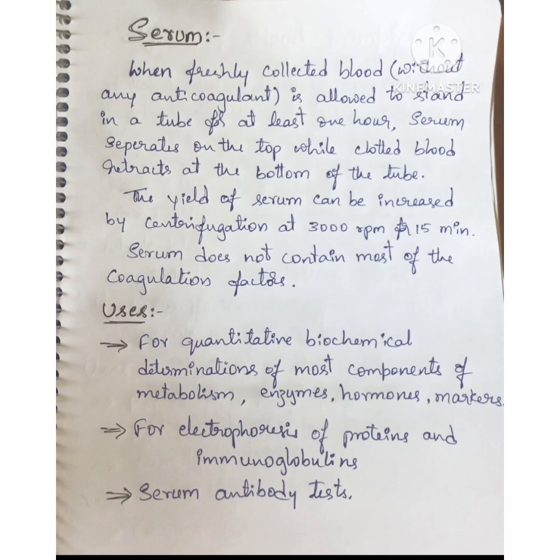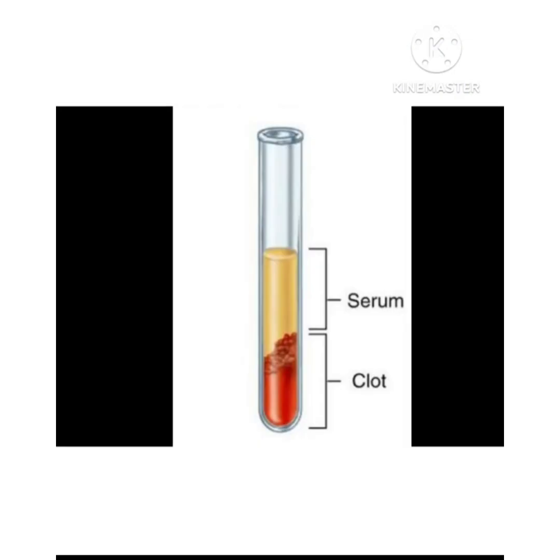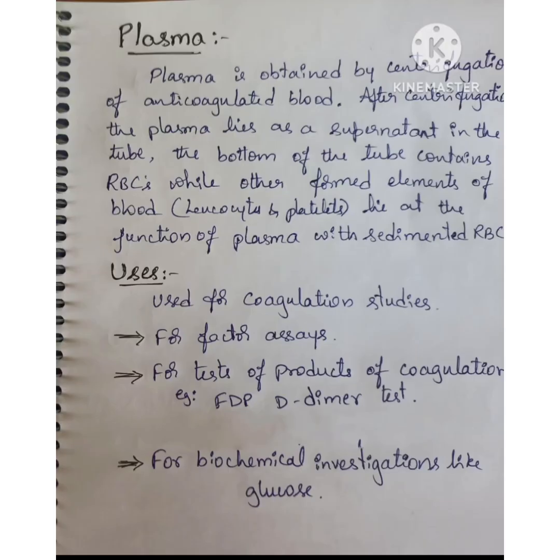The main uses of serum are for quantitative biochemical determination of most components of metabolism, enzymes, hormones, and markers, for electrophoresis of proteins and immunoglobulins, and serum antibody tests. Next, we are going to learn about plasma.